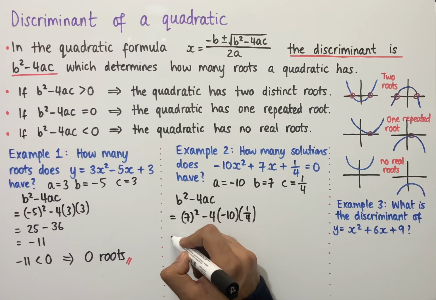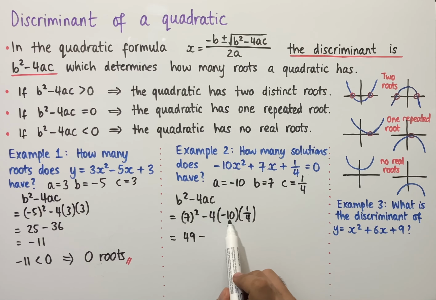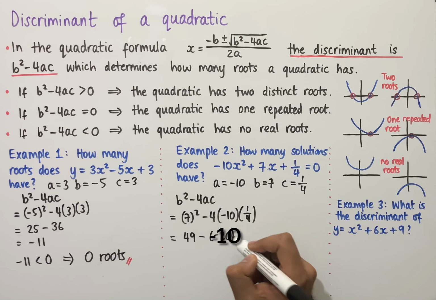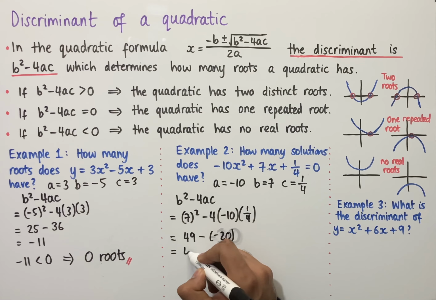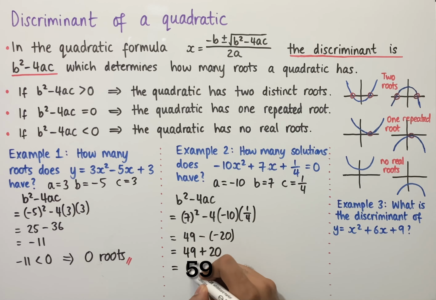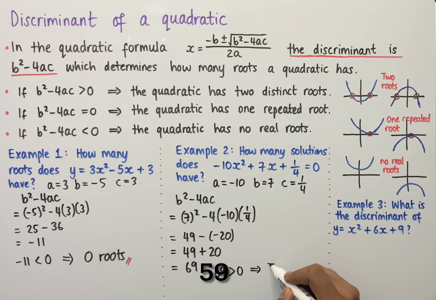If we simplify this, we then get 7 squared, which is 49, and now we're subtracting 4 times minus 10, which is minus 40, and minus 40 times a quarter, which is minus 20. So we're subtracting minus 20 altogether. Now we have 49 minus minus 20, which becomes 49 plus 20, and so if we add these two numbers together, we get 69. Since the discriminant here is greater than 0, then this implies that the quadratic equation above has two distinct solutions.